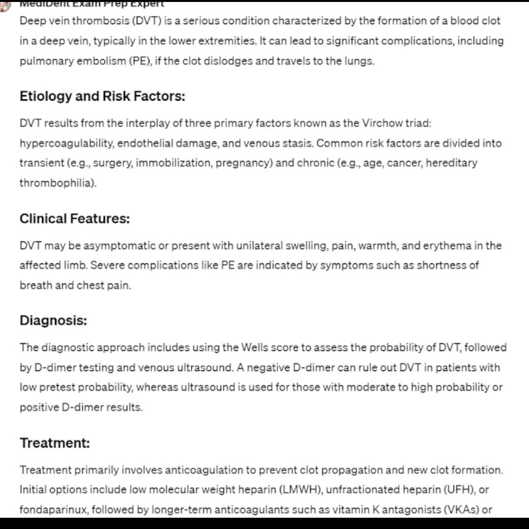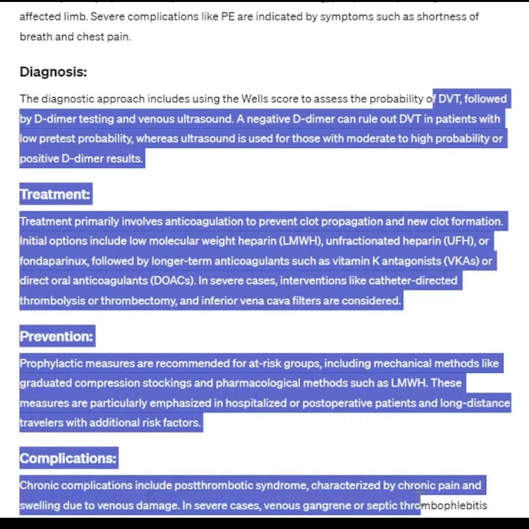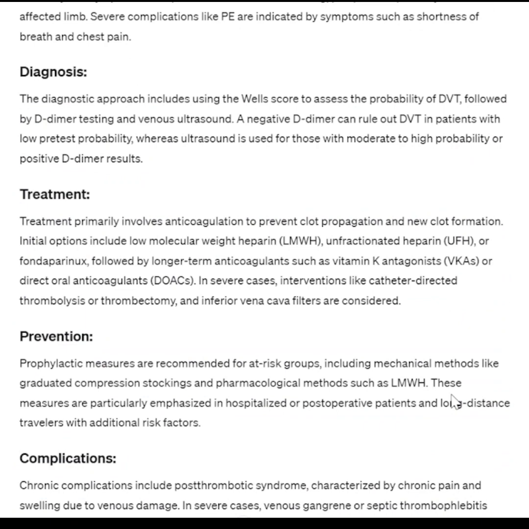Etiology and risk factors. DVT results from the interplay of three primary factors known as the Virchow triad: hypercoagulability, endothelial damage, and venous stasis. Common risk factors are divided into transient, e.g. surgery, immobilization, pregnancy, and chronic, e.g. age, cancer, hereditary thrombophilia.